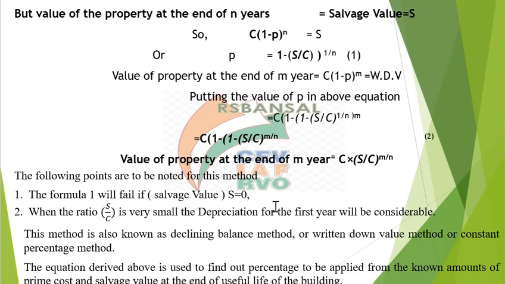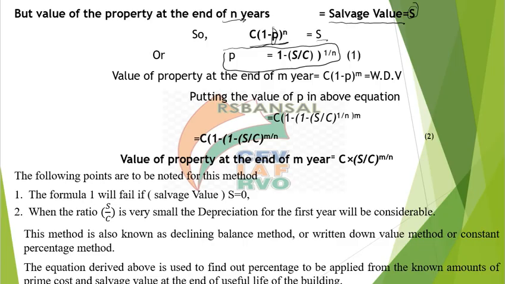But the value of the property at the end of n years, when the economic life comes to an end, is equal to the salvage value, S. So C into (1 minus P) raised to power n, what we discussed in the last slide, must be equal to S. If you have to find P, you take C on the other side and rearrange it, so P will be equal to 1 minus (S upon C) raised to power 1 upon N.